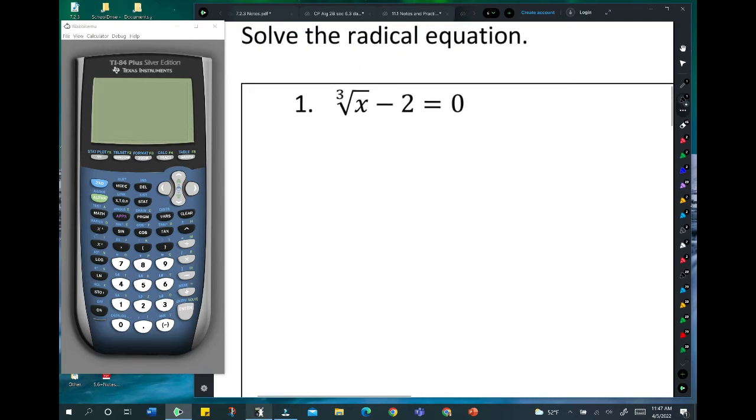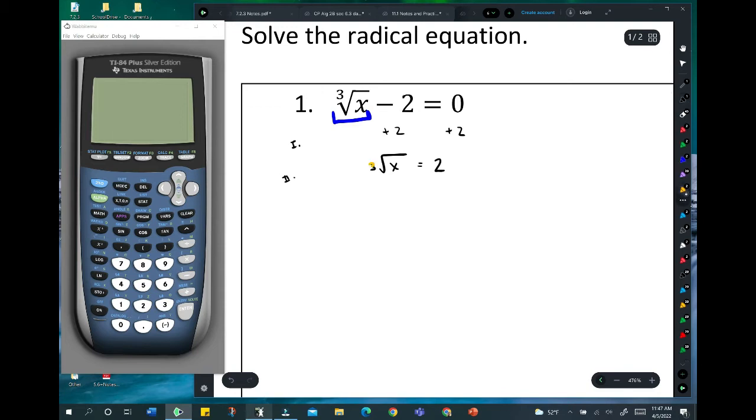Solve the radical equation, okay? Cubic root of x minus 2 is equal to 0. It's really not too bad. Our first step is to isolate the radical. So we want to get this cubic root of x by itself. So we're going to add the 2 over. Pretty simple stuff. So 2 is equal to cubic root of x. The next step is to power each side. So since we have a cubic root, we are going to cube each side, okay? That is going to cancel the cubic root out, and little old x is just going to come out.